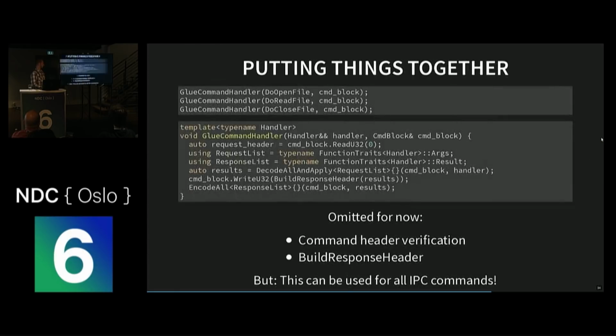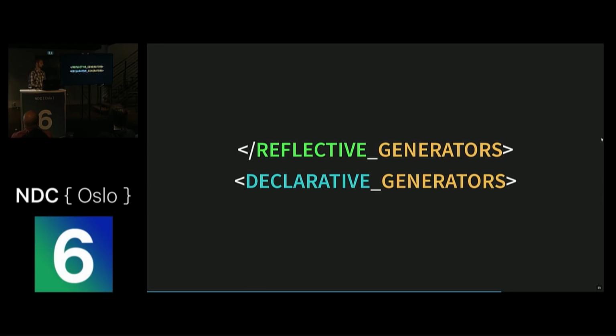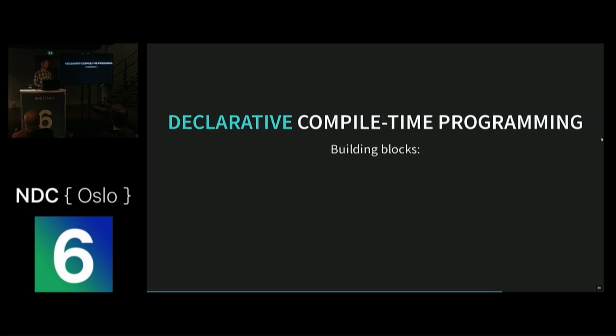Right. So this closes the chapter about what I call reflective generators, because it combines the concept of reflection with generators and chains them together to actually do what we want. I found another approach quite interesting and useful, which is what I call declarative generators. We're running short of time, but I'm hoping I can give you a quick overview of what I mean with that.